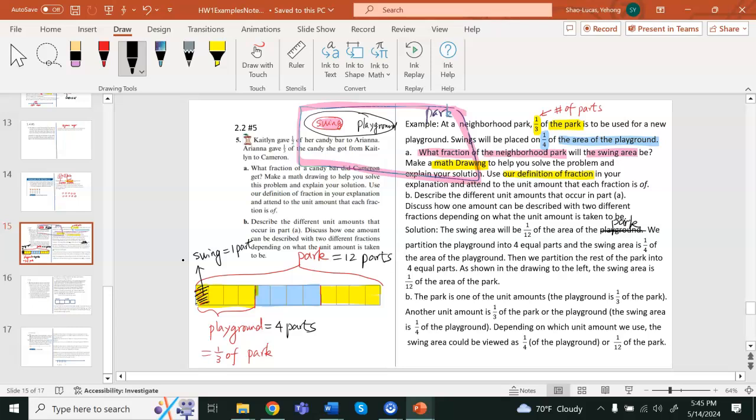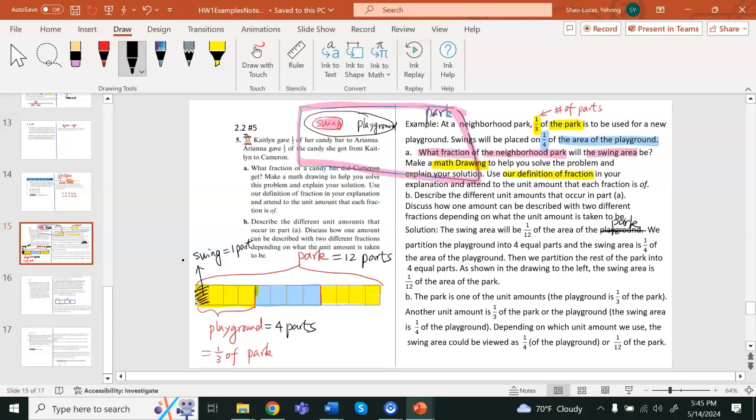So the swing area is 1/4 of the playground. Here the swing area is 1/4, 1/4. And then we partition the rest of the park, as I did here, into 4 equal parts. So that tells me the park has a total of 12 equal parts. Because all of these little parts have the same size, so we can compare them. If they have different sizes, we can't. So that's how we do part A.